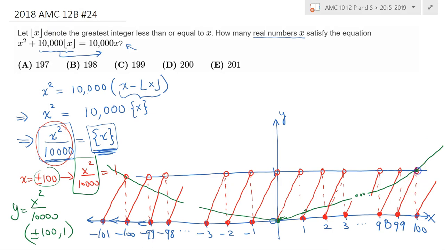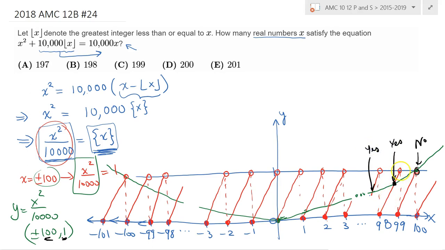So we just realized that this won't be an intersection point. Why is that? Because even though the green one goes through that point 100 and 1, the red one jumps at that point, right? Because our fractional part never quite reaches the next integer. But this one is good, yes, and so on. So this one is good, obviously. So how do I count how many good ones we have?